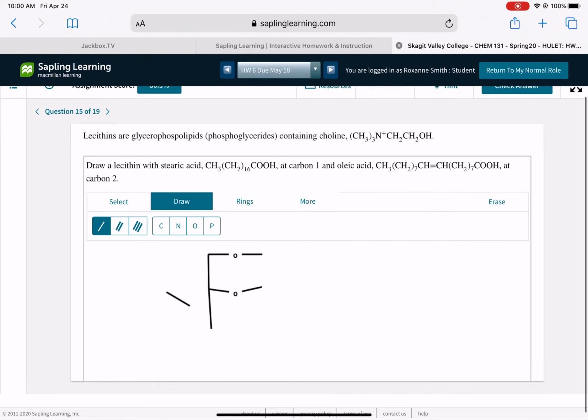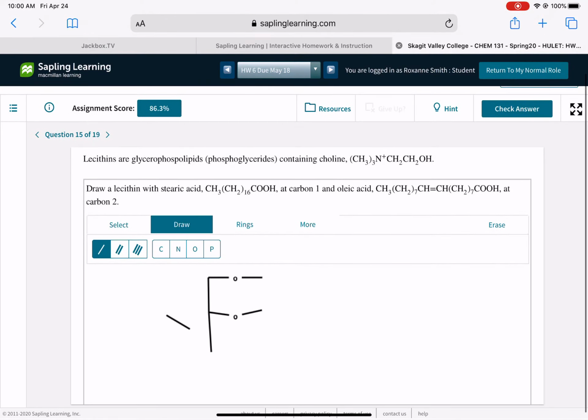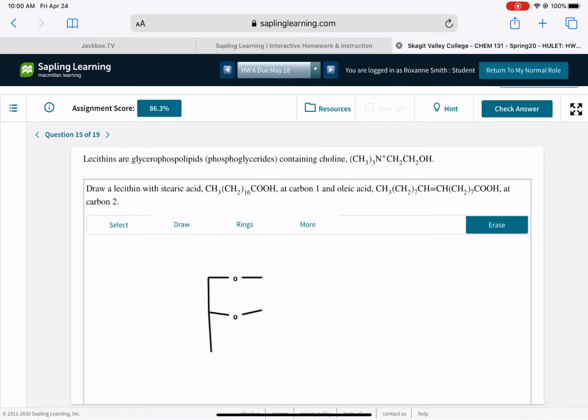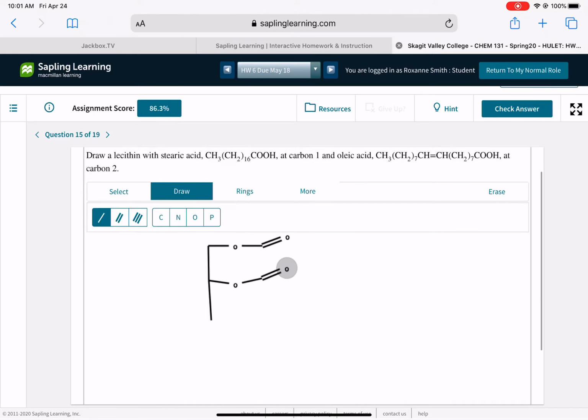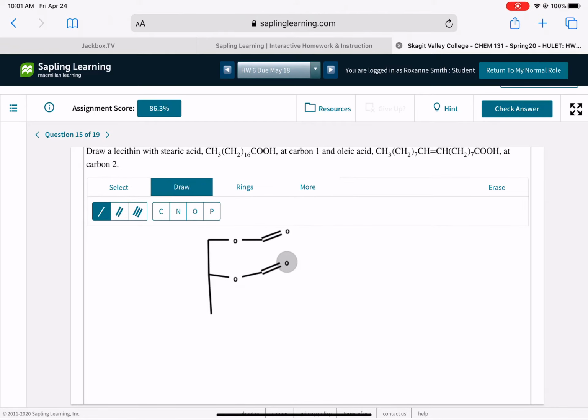So, oops, I didn't want that. This is going to be difficult for me to do because I'm working on a tablet, and hopefully you're not also trying to do this on a tablet. So I'm putting in my carbon-oxygen double bonds, and I've got to kind of angle them in a weird direction just because I don't think I can move this drawing.